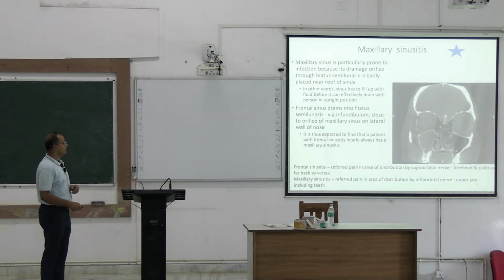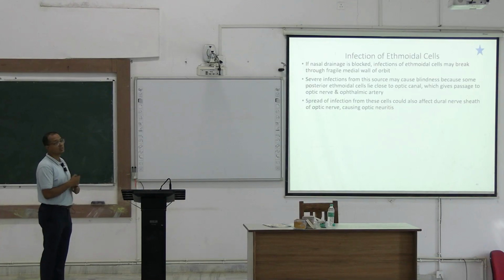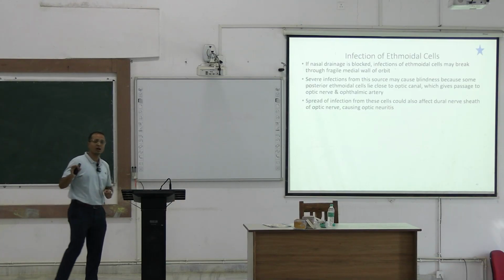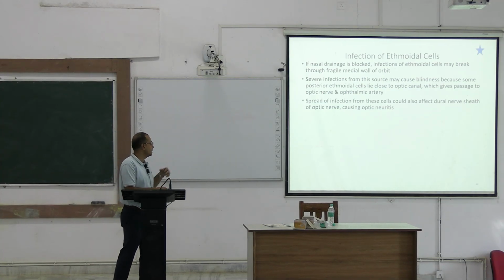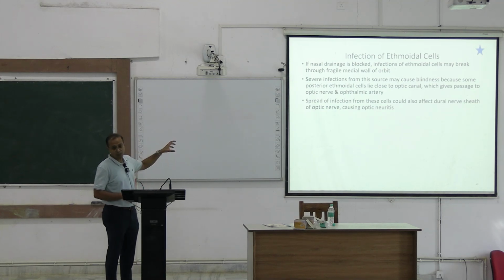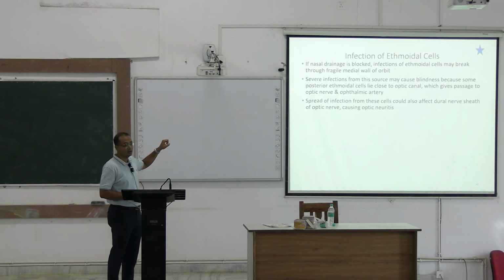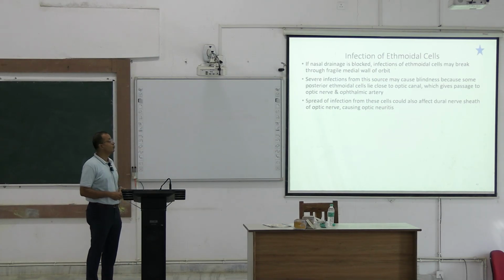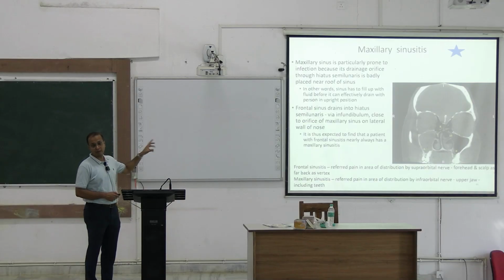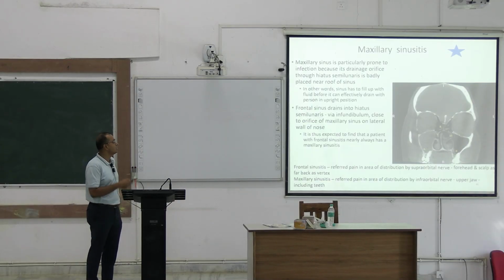Deadliest of all are the infections of the ethmoid. They are very rare, not commonly seen, but if they are affected, they can affect deep structures. What deep structures? The optic nerve, causing optic neuritis, and the meninges. They can lead to blindness, and compromise the blood supply through the ophthalmic artery, leading to damage to the retina, etc. This is very deadly if it is not treated well. The commonest of them are maxillary sinusitis and frontal sinusitis.